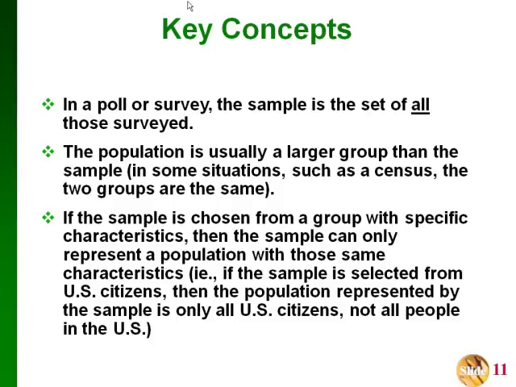Okay, finally, if the sample is chosen from a group with specific characteristics, then that sample can only represent a population with those same characteristics. So, for example, if the sample is selected from U.S. citizens, then the study is going to represent all U.S. citizens. It's not going to represent all people in the United States, because there would be groups that would be left out.